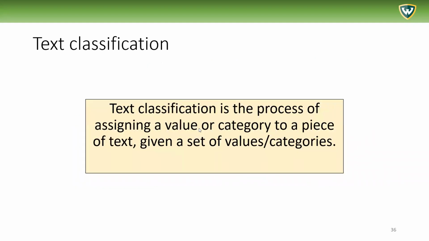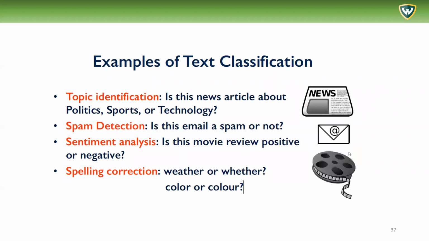And essentially, this is a kind of text classification. So text classification is the process of assigning a value or category to a piece of text or a set of text, given a set of values or categories, so given an existing set of values or categories to be used. There are many examples of text classification.